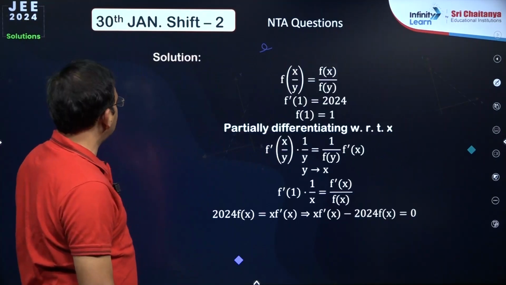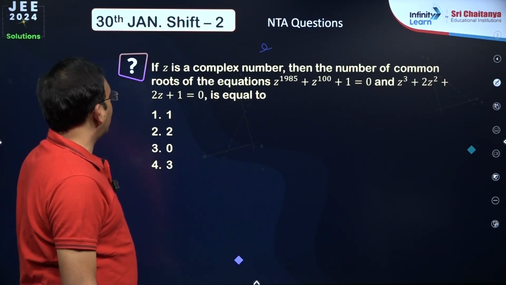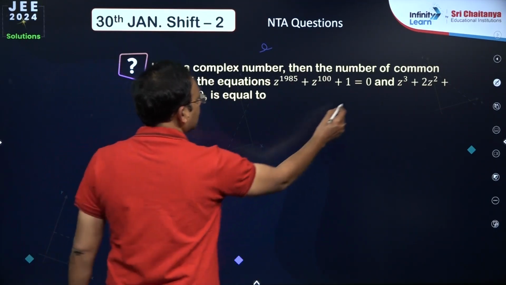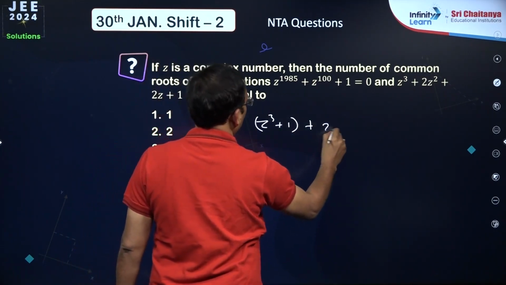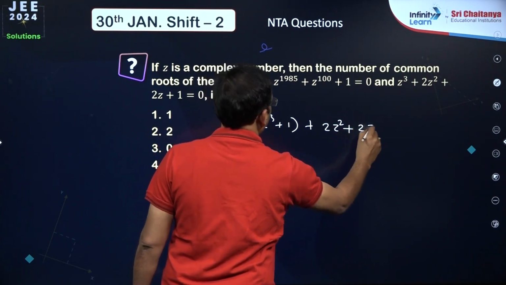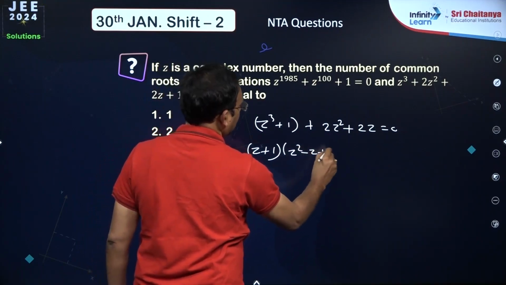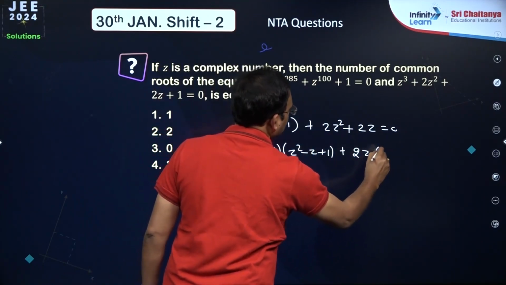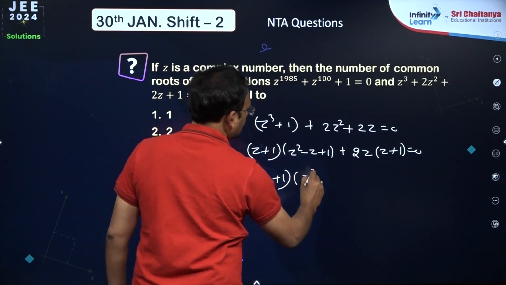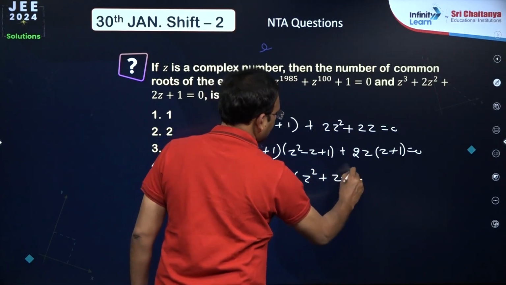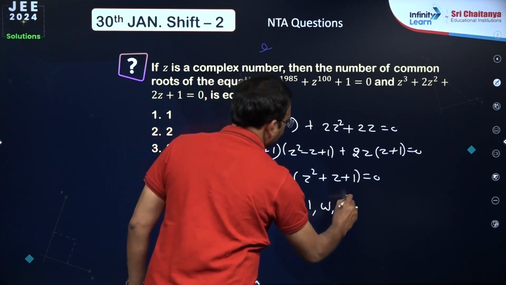The next, my dear friends, z is a complex number. He wants the number of common roots of this particular equation. You just take the second equation, you can write z cube plus 1 plus 2z square plus 2z equal to 0. Here you can write z plus 1 into z square minus z plus 1, and here 2z into z plus 1 equal to 0. You can just take z plus 1 common. So z square minus z plus 1 plus 2z, that is z square plus z plus 1 equal to 0. Here z must be either minus 1 or omega or omega square.